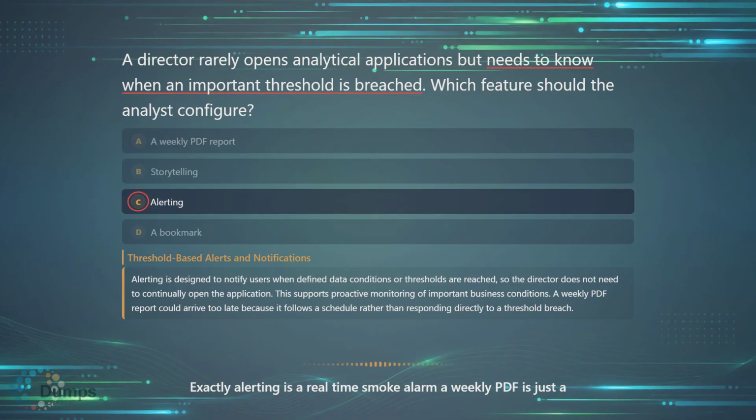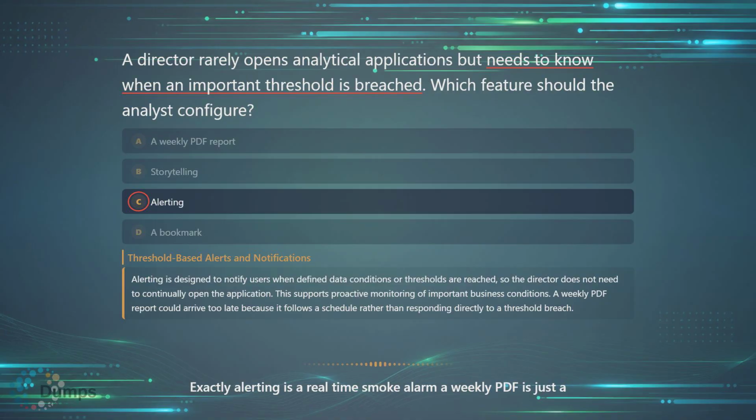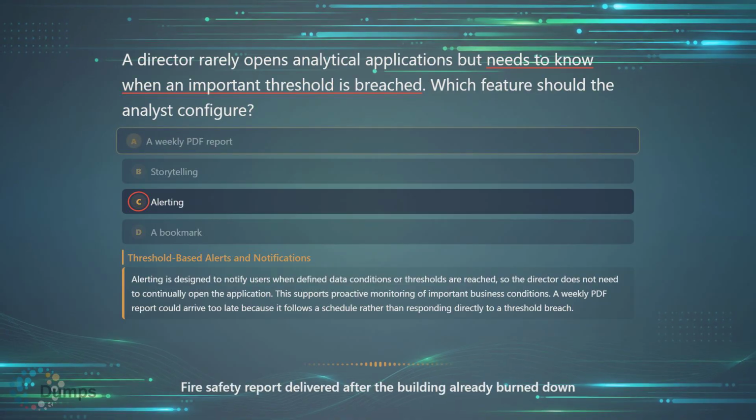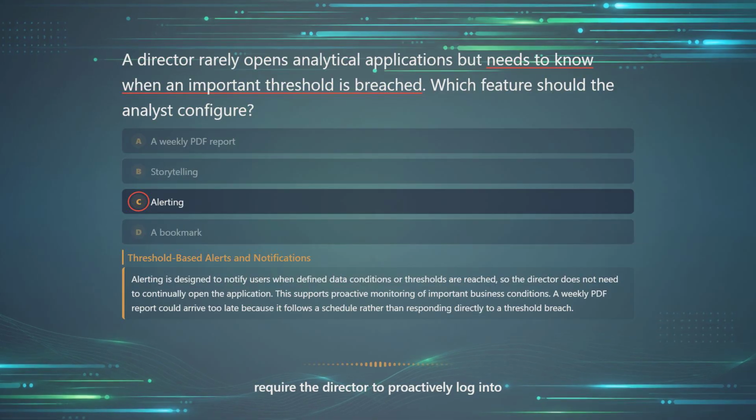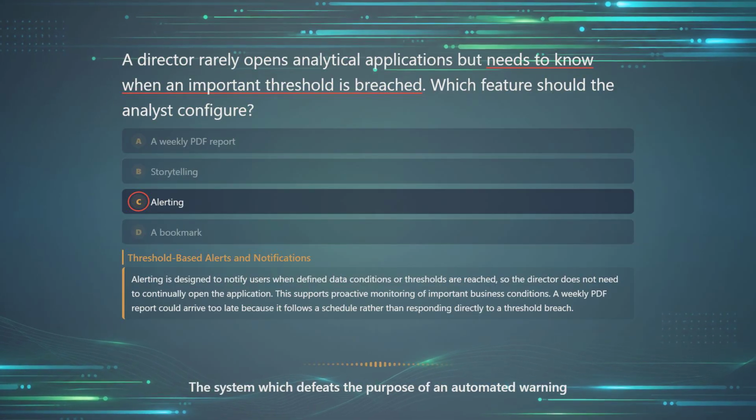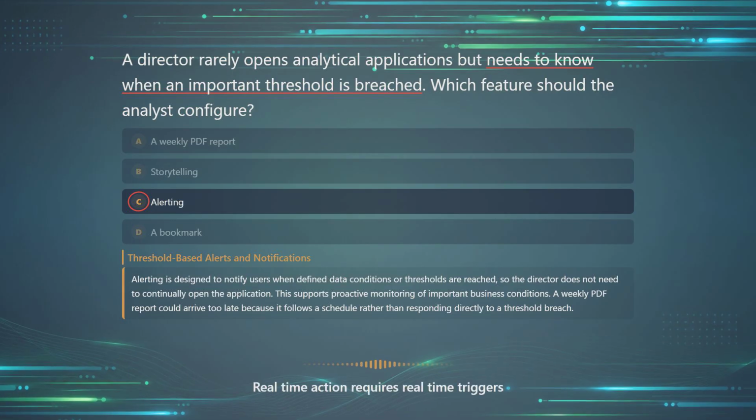Exactly. Alerting is a real-time smoke alarm. A weekly PDF is just a fire safety report delivered after the building already burned down. And features like storytelling or bookmarks still require the director to proactively log into the system, which defeats the purpose of an automated warning. Real-time action requires real-time triggers.